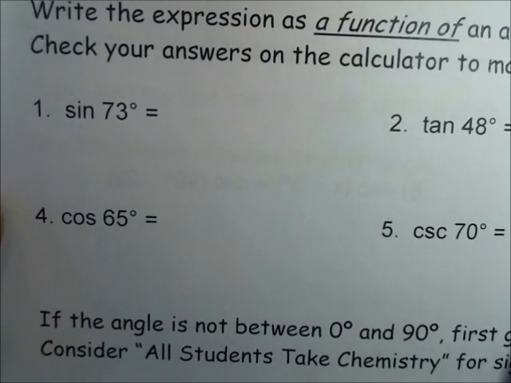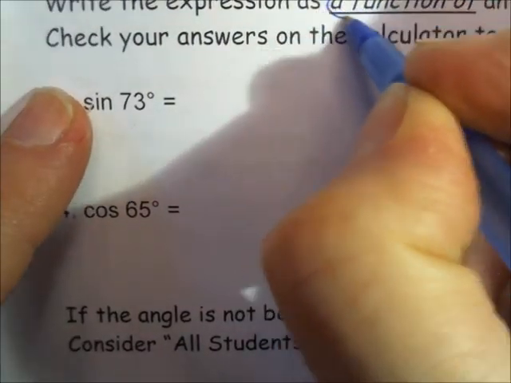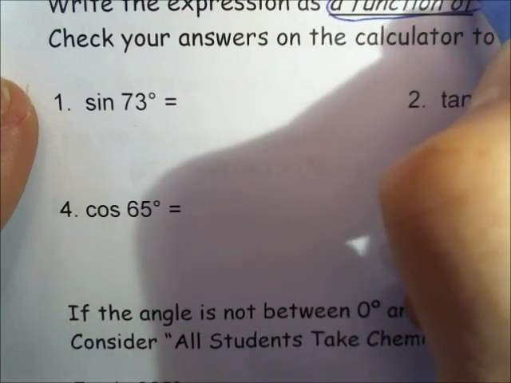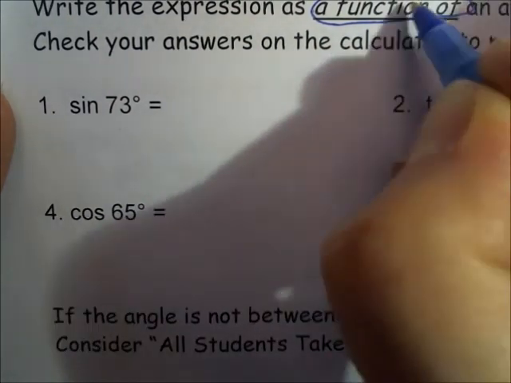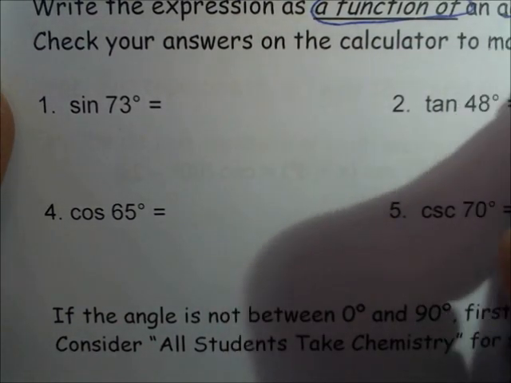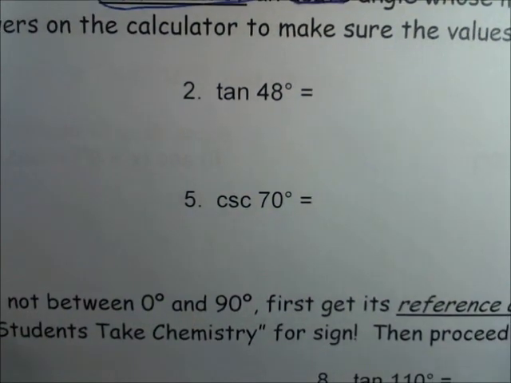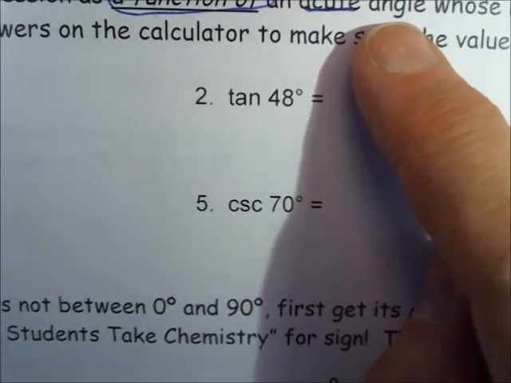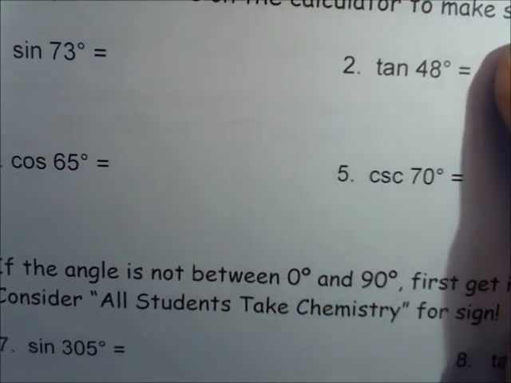Now down here at the bottom, it says, write the expression as a function of. That means write it as sine, cosine, tangent, secant, cosecant, or cotangent. That's what a function is of an acute angle whose measure is less than 45. Oh, all these things. Well, if it's less than 45, I guess it must be acute. And then we're going to check our answers on the calculator to see how these work.